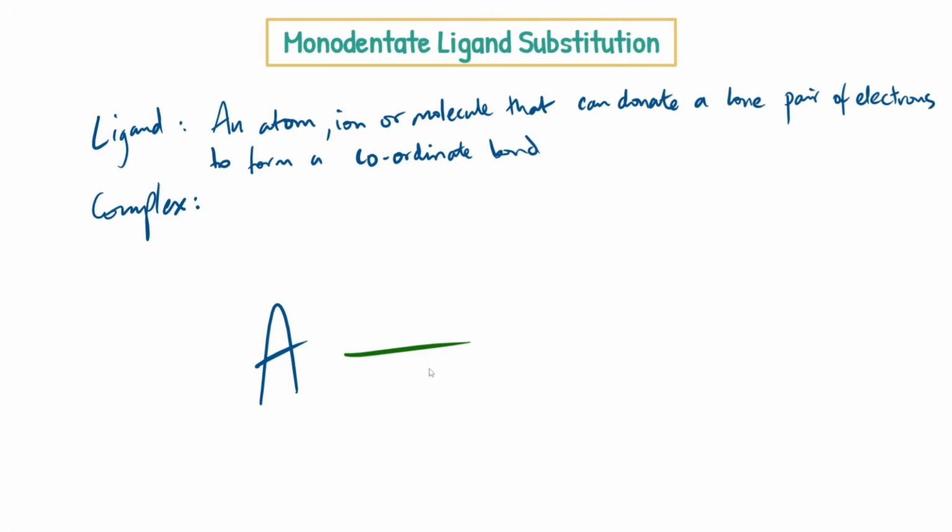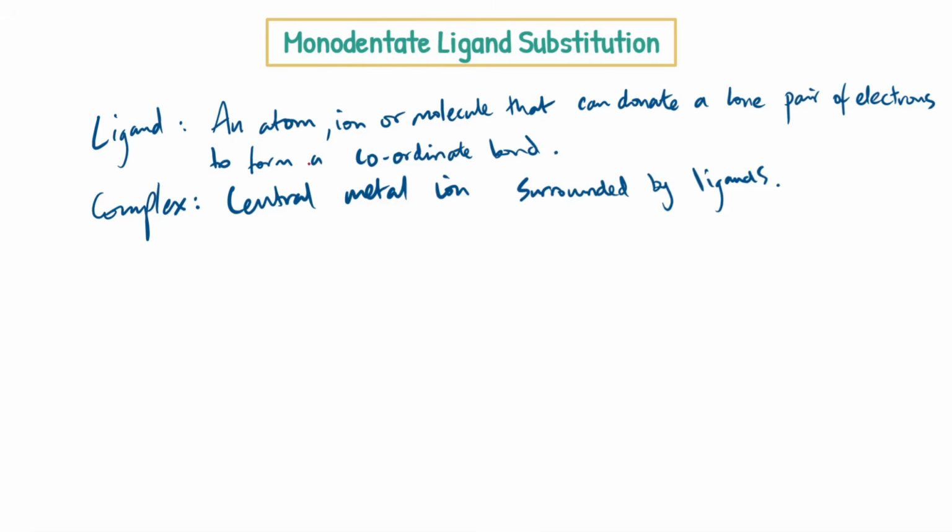Let's move on. That's some theory out the way. What is a complex? Okay, you're going to see this word thrown around all over the place when it comes on to transition metals and aqueous ions, all those sort of things. It's simply a central metal ion surrounded by ligands. Okay, so that's our second definition done. Really simple. Central metal ion surrounded by ligands.